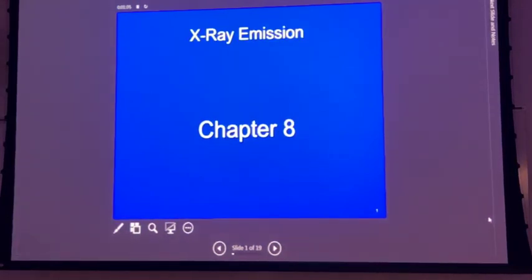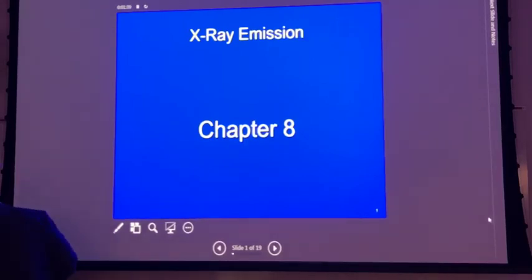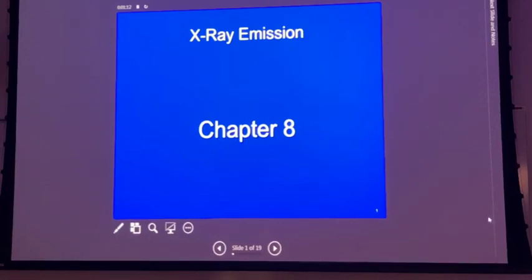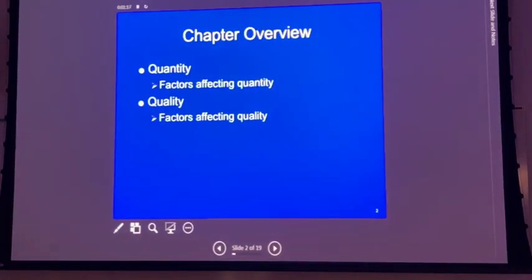All right, so X-ray emission, things that control X-ray emission. You've got your KVP, you've got your MA, your time, you've got your generator phase, all that stuff we're going to run back through. So what generally we're talking about in imaging is quality and quantity. So factors that affect image quality and factors that affect the quantity of X-rays.